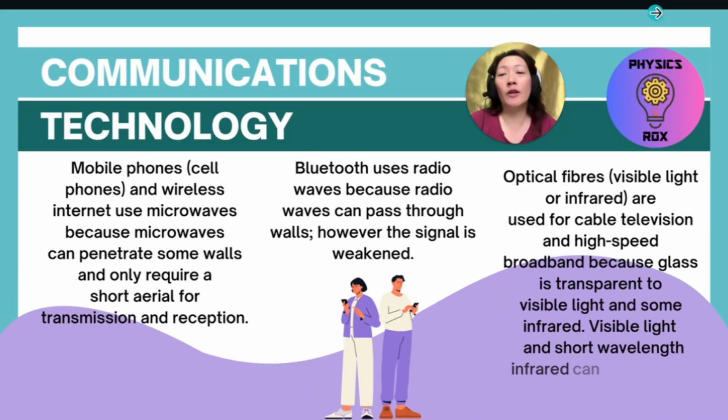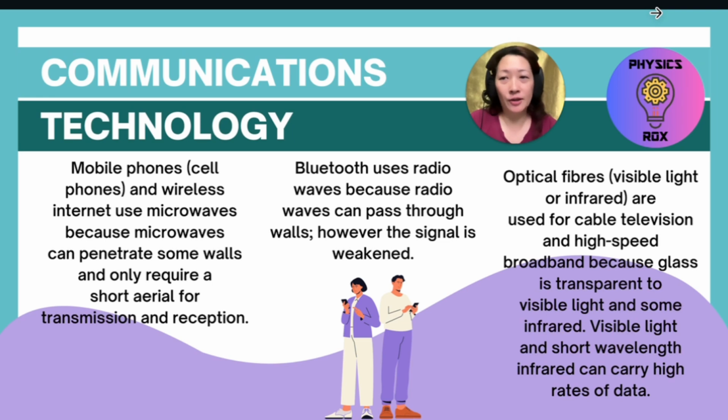Before we move on to the next electromagnetic wave, we're just going to do a quick comparison between some of the different electromagnetic waves which are used in communications technology. As already mentioned in an earlier slide, mobile phones and wireless internet use microwaves. The reason they use microwaves is because microwaves can penetrate some walls and only require a short aerial for transmission and reception. Bluetooth, on the other hand, uses radio waves because radio waves can pass through walls. However, you should be aware that the signal is weakened when they pass through the walls.